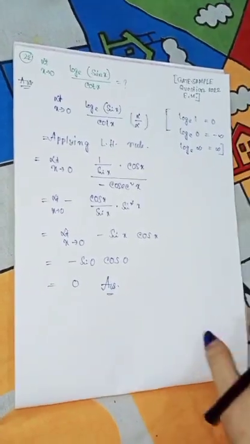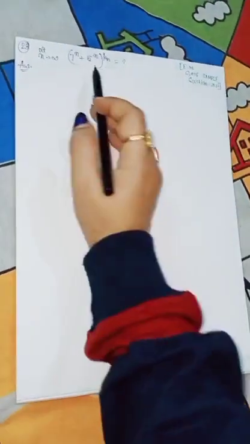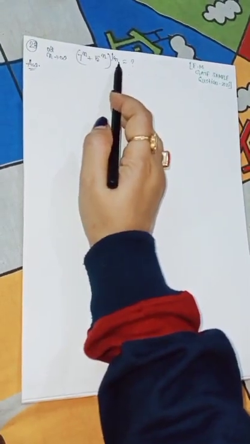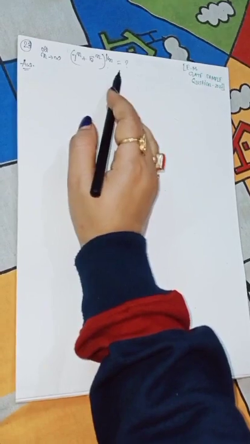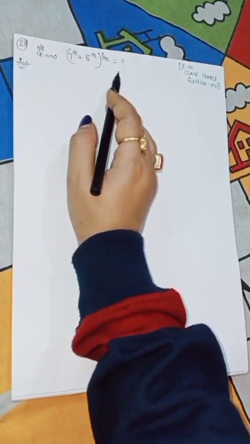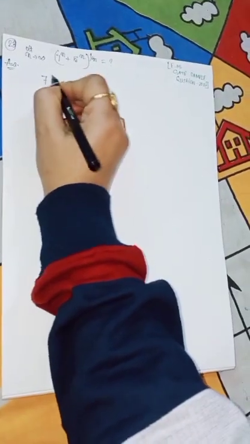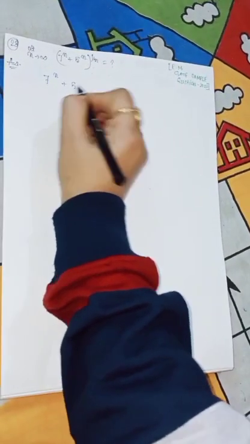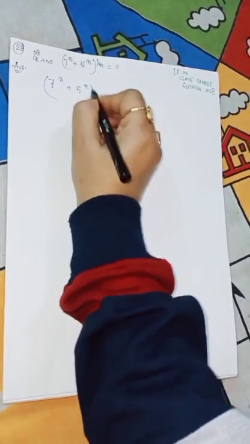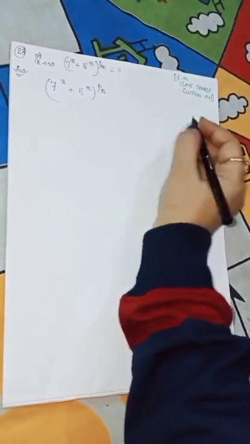So this is the whole solution of question 22. Now moving to question 23. Question 23 tells us: limit n tends to infinity of (7 to the power n plus 5 to the power n) whole to the power 1 by n is equal to what? So here we have (7 to the power n plus 5 to the power n) whole 1 by n.